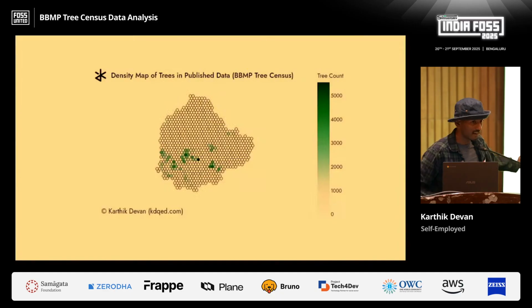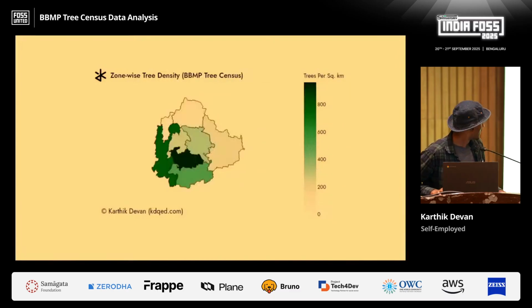And if you look at the data itself, you see some green spots around what I would say is maybe Jayanagar, Banashankari. So that seems to be the most densely populated with trees. And there are some spots here and there.